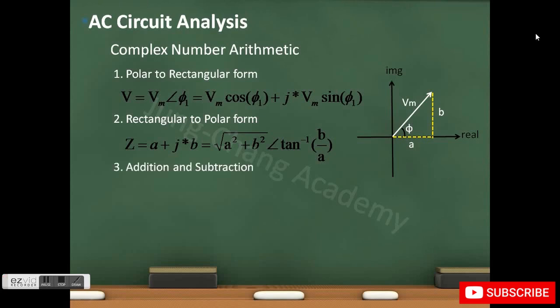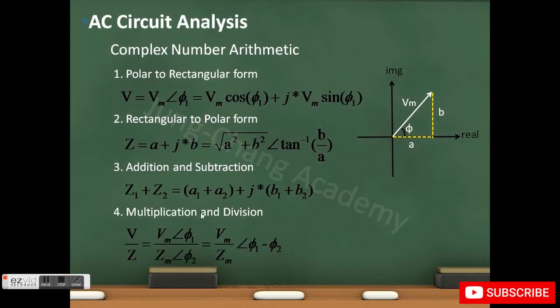Now to do additions and subtractions, you will use the rectangular form and simply add the real and imaginary parts separately. As for multiplications and divisions, you will use the polar form, multiplying or dividing the amplitude, and add for multiplication or subtract for division the phase angle. You will get familiar with this when you see more examples.